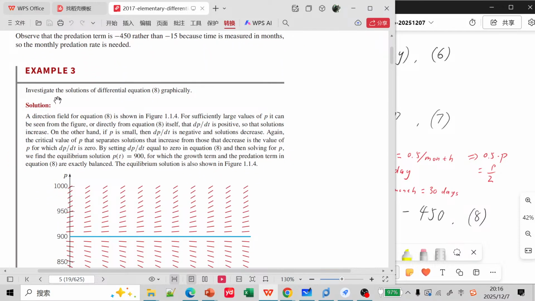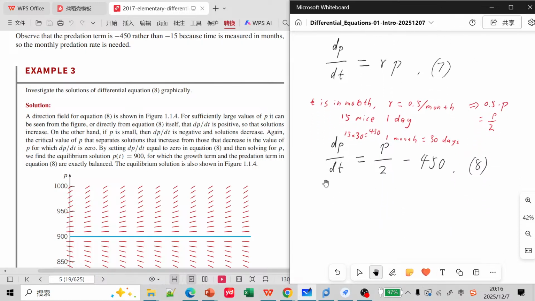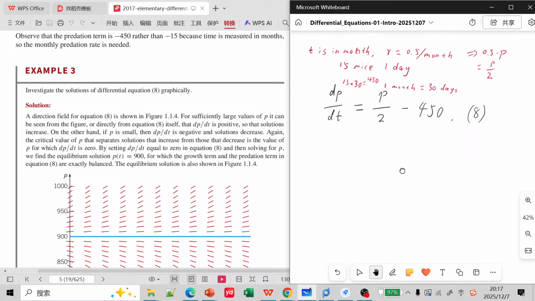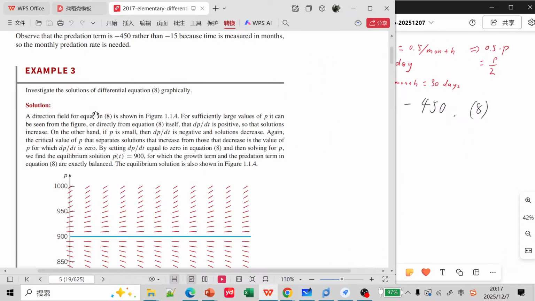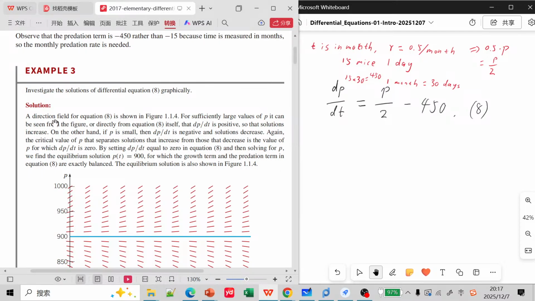Example 3. Investigate the solutions of differential equation 8 graphically. This is the specific differential equation for this example, for this problem. Solution: a direction field for equation 8. Let's narrow down this window. A direction field for equation A is shown in figure 1.1.4.